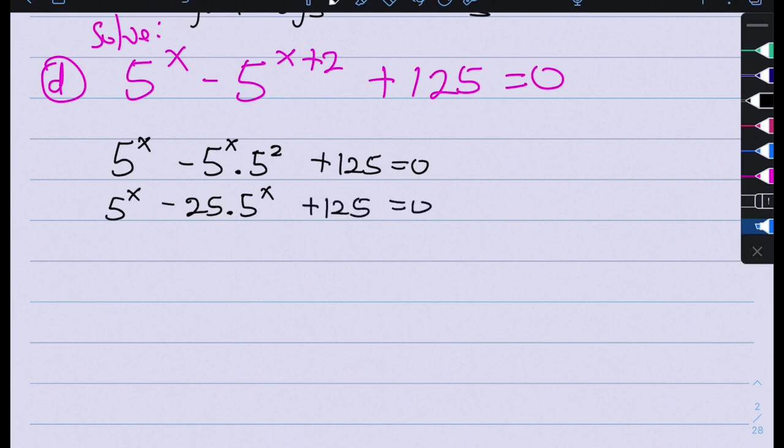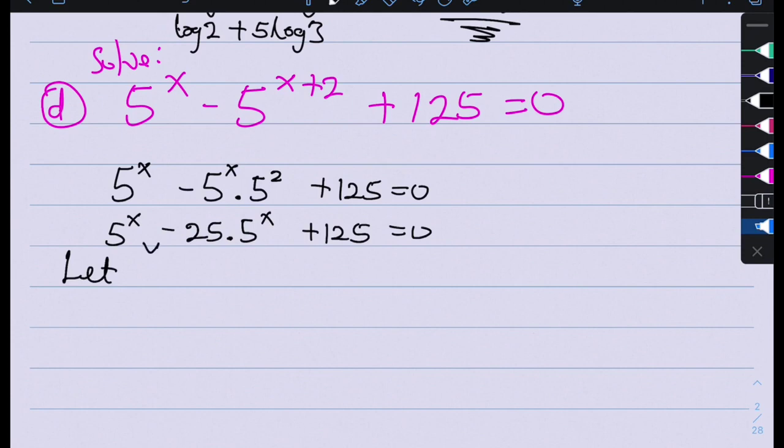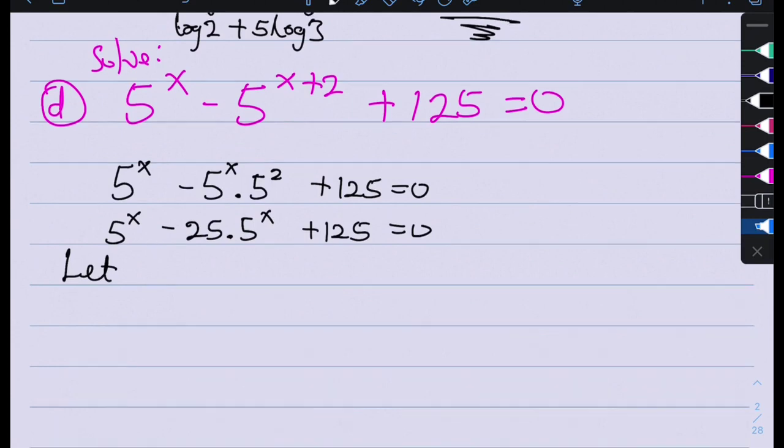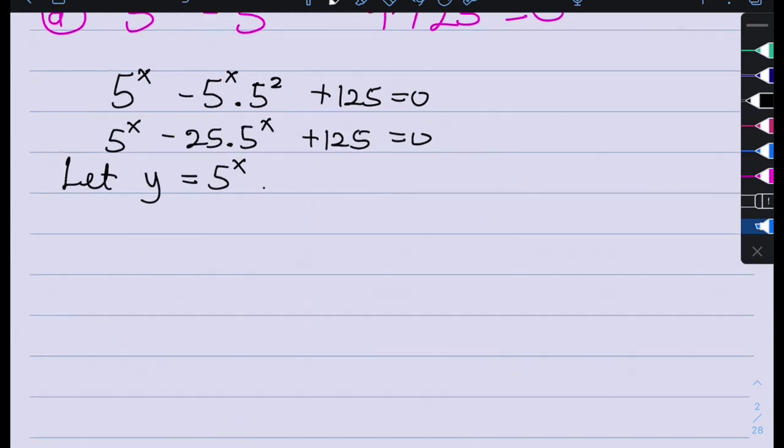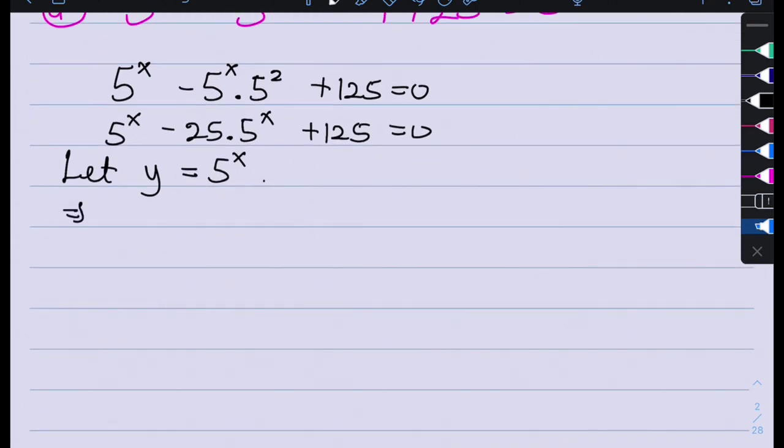All right, so now at this stage, what I want you to do is to use a variable substitution. Say, let y be equal to x to the power 5. So that would mean that you have y minus 25y plus 125 is equal to 0.